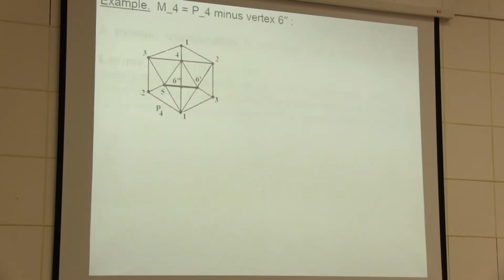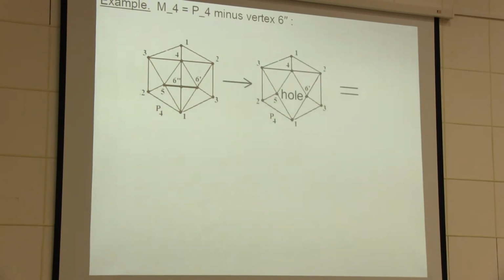Just in conclusion, I'll give you some examples. This is one of those irreducible triangulations of the projective plane I showed you before. And look, here, this is a pylonic triangulation of the projective plane, because you see this vertex 6 double prime is a pylonic vertex. So if we remove this pylonic vertex 6 double prime, we'll get a hole in the place where the star of that vertex was.